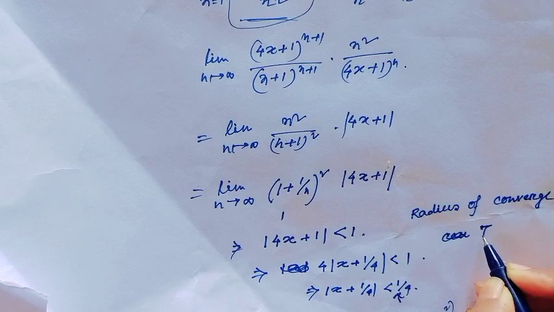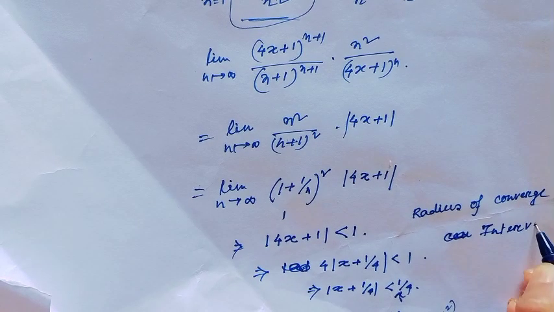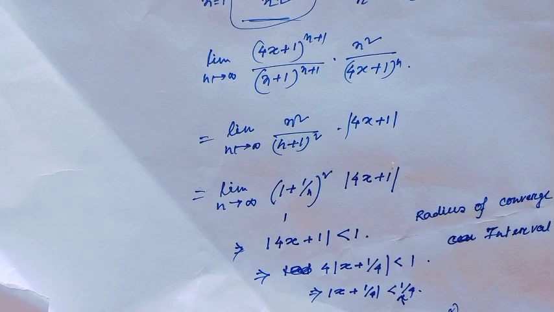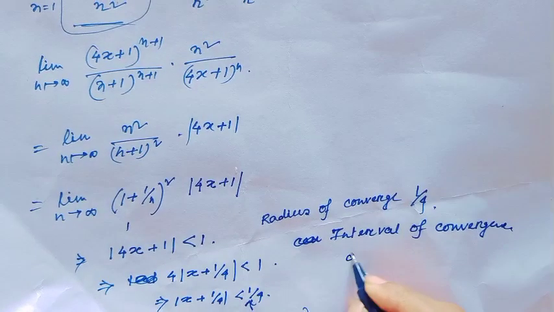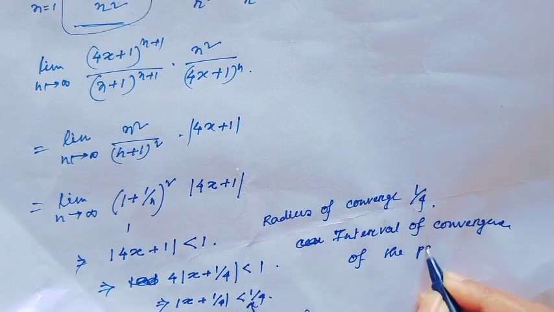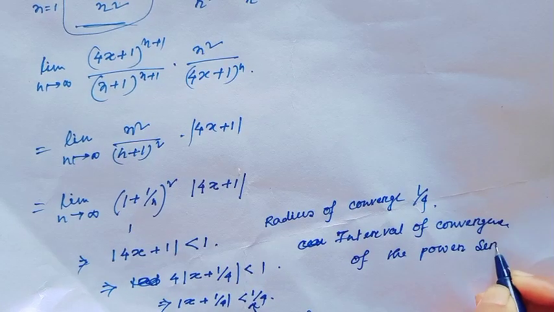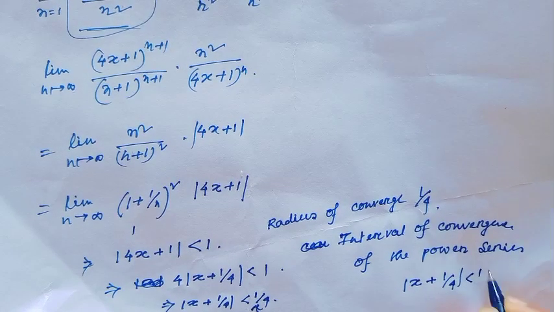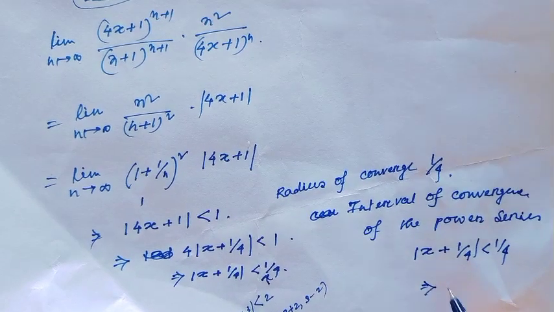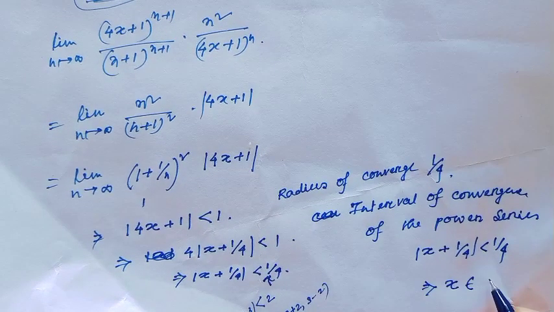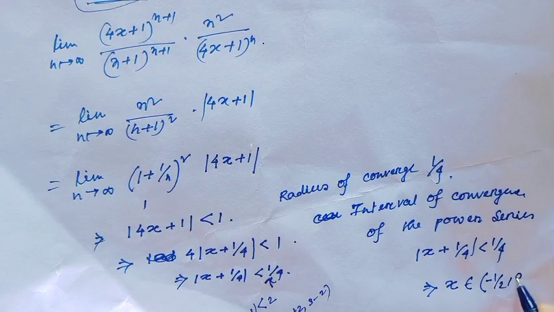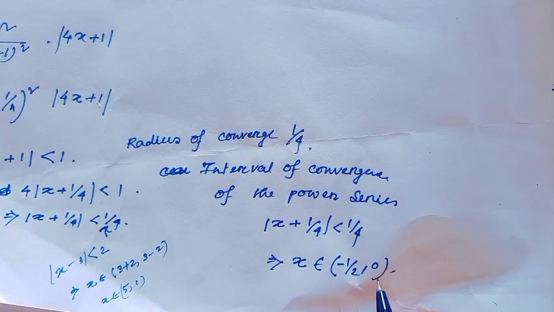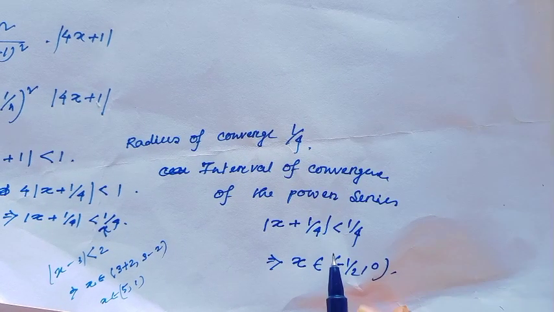Therefore, the interval of convergence of the power series is given by the absolute value of x plus 1 over 4 less than 1 over 4. That implies x is between minus half and 0. In this interval the power series converges. Are the endpoints included in this power series?